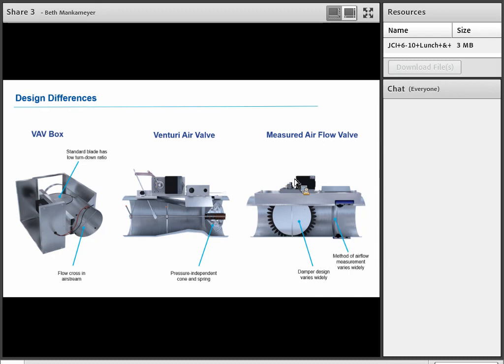And then on the right-hand side there, we have the measured airflow valve, which you need to be a very good consumer and look at how it is measuring that airflow, and what that blade design is to make it have a higher turn-down ratio.